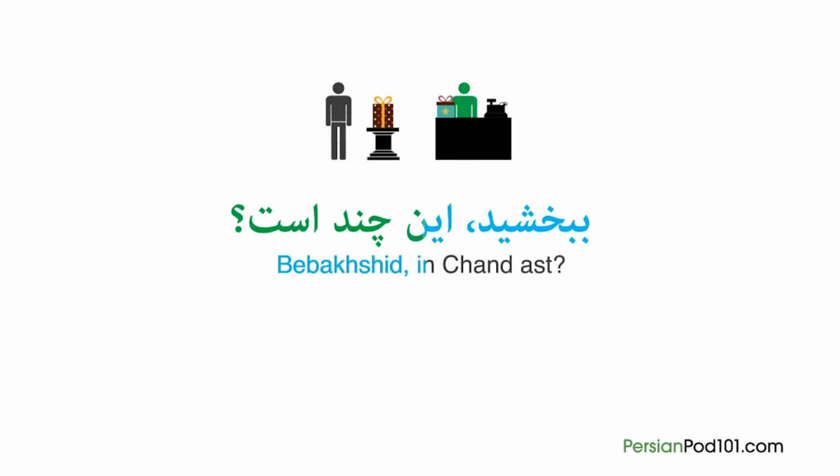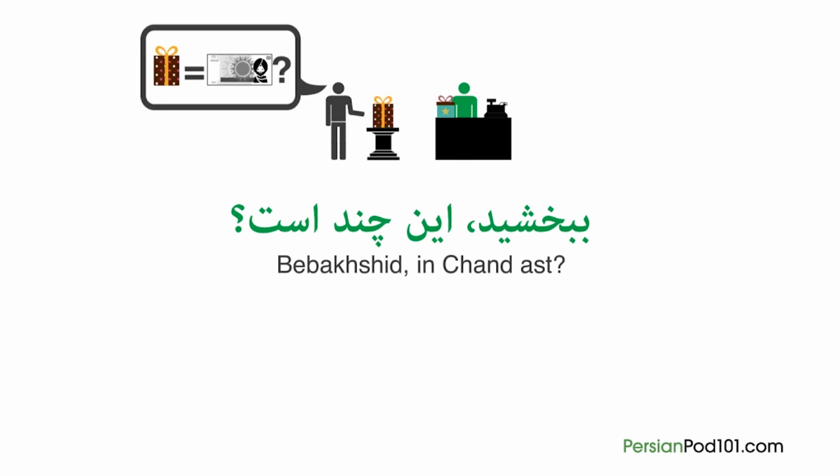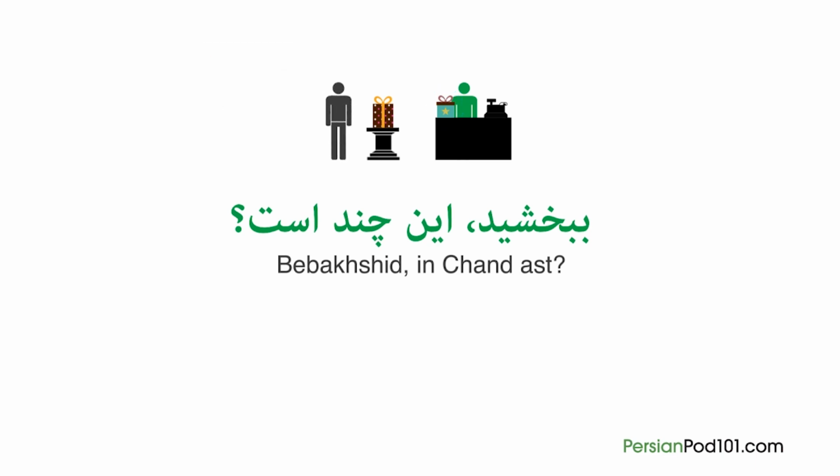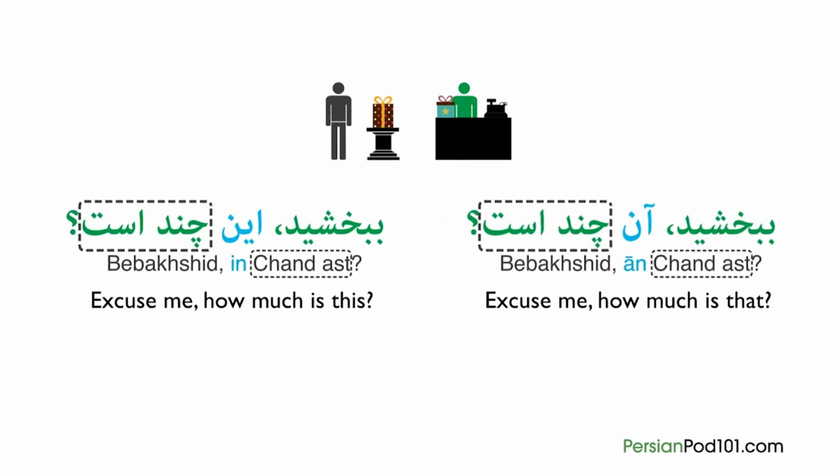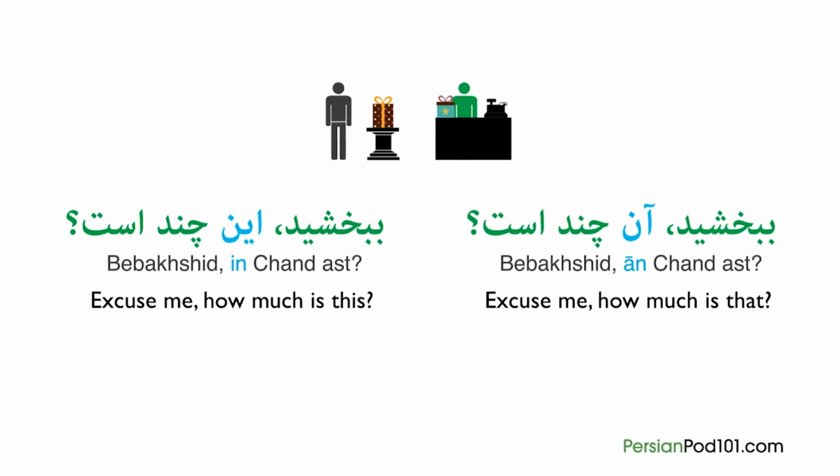ببخشید. این چند است. We need to ask this question while pointing at something, asking how much is this or that. That's why we need to add either this or that before chand ast. Since Persian is a gender-neutral language, you will only use this or that, as in English. It always agrees between genders.